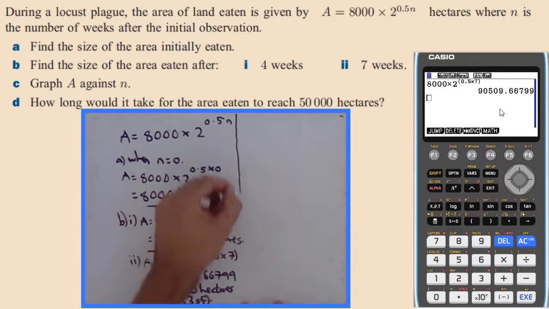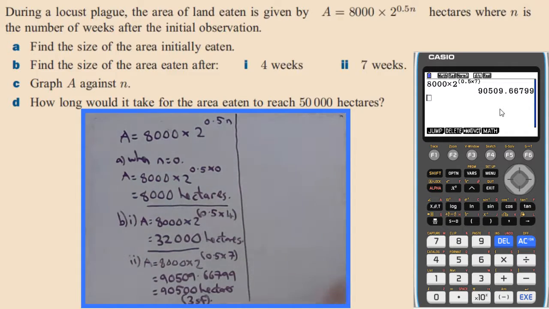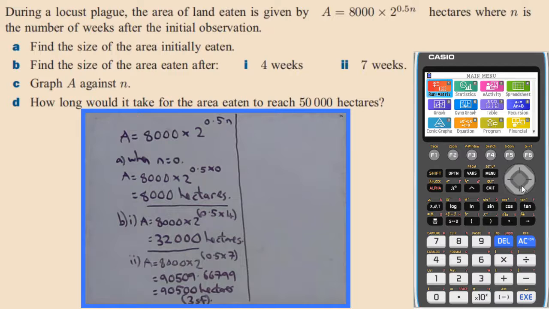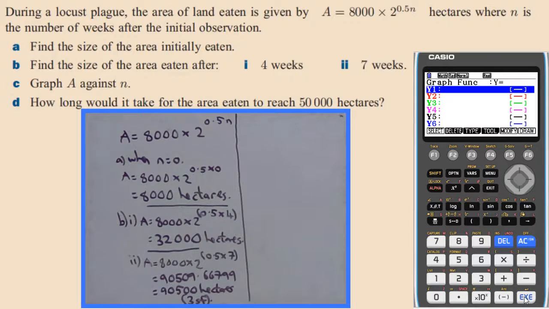I'm just going to draw a line here. It's not really left myself enough space. So graph A against D. So we need to go into the graph feature. If you've got anything in here, clear it. If you've got a Y2, clear it.